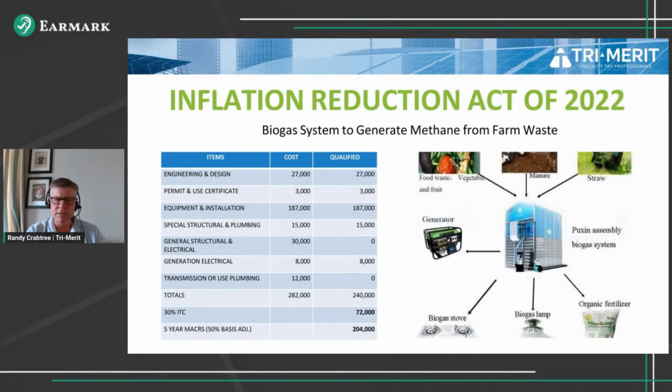We got a $72,000 credit. We're at $132,000 savings just on those two things alone. So we almost recouped half of our investment in that first year. That's a pretty significant dollar amount.